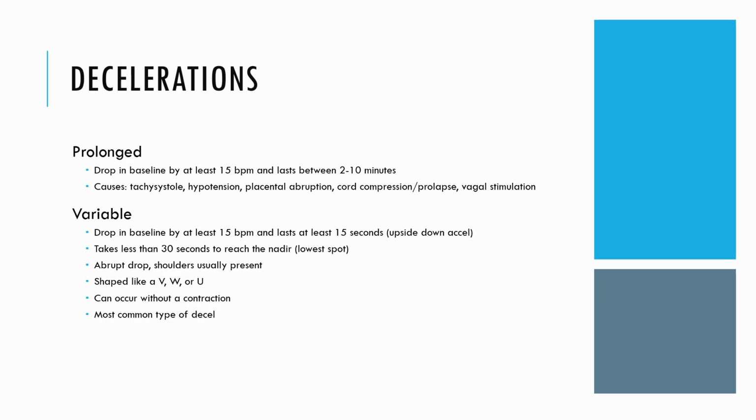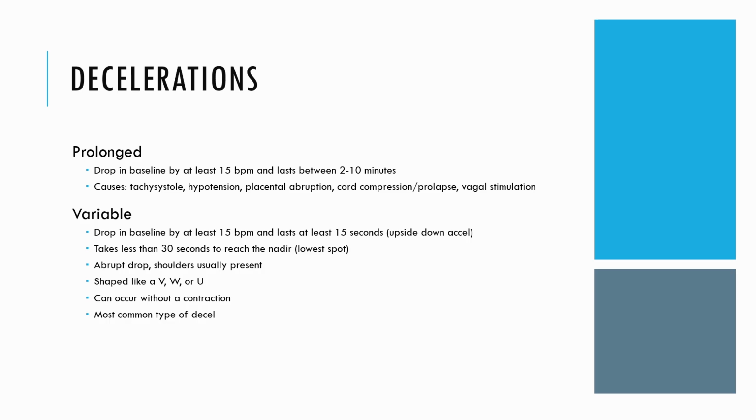Our next type of deceleration, this is the most common. This is called a variable. Now do not get this confused with variability. Okay, very similar words, but different meanings. A variable deceleration is where we have a drop in our fetal baseline by at least 15 beats per minute, and it lasts at least 15 seconds. So basically, it's an upside down acceleration. Okay, an accel goes up 15 and lasts 15, a variable goes down 15 and lasts at least 15.